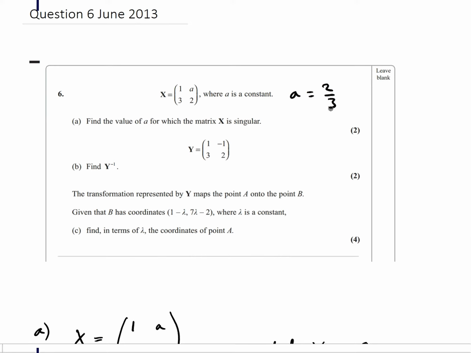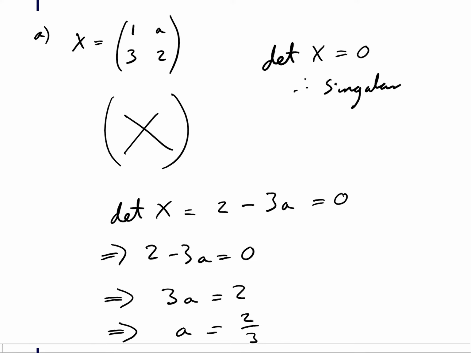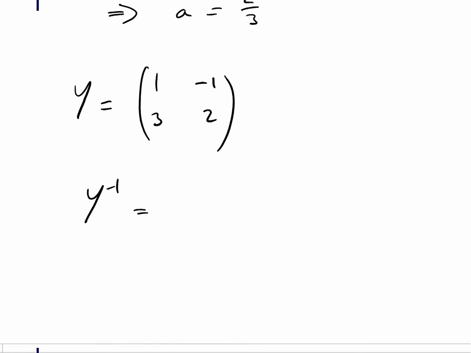Then in the second part of the question, we're given this matrix Y, which is effectively matrix X, but instead of A equals 2/3, because that would be singular, it's equal to -1. So immediately you know that it's non-singular, because the only value which makes this matrix singular is 2/3, and because this value here is now -1, we know it's non-singular. We're told to find Y inverse. We know the inverse matrix must exist, so here's the matrix written out, and we're told to find the inverse of it.